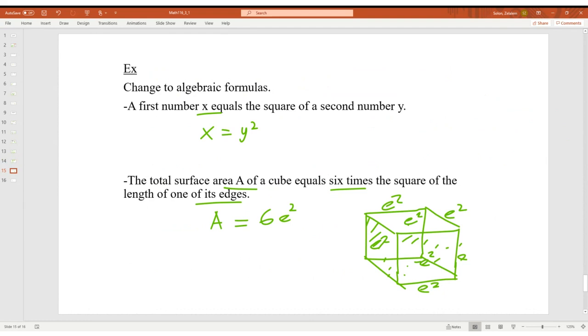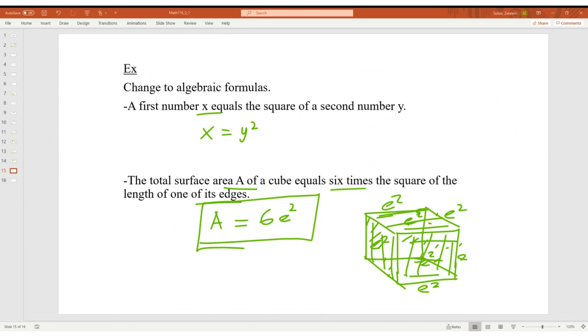So the total surface area, if you are interested to find the total surface area, you have to find the individual areas and add them all up. So we have 6 faces for a cube. Each area is E squared. So when you add them, you have 6 E squared. That's physically what this formula tells you. Area equals 6 E squared. Okay. So you can change a real world situation into a formula.